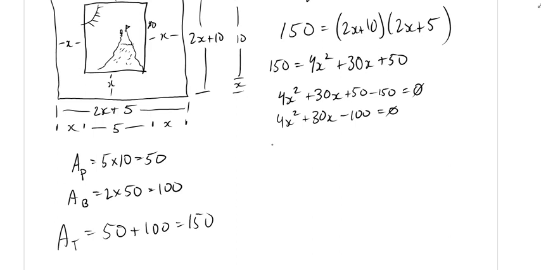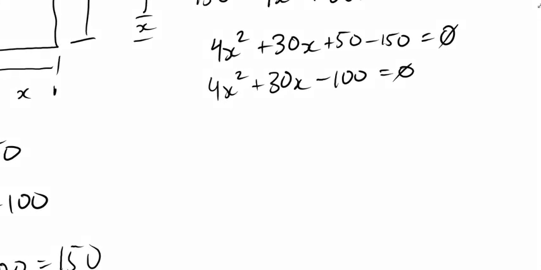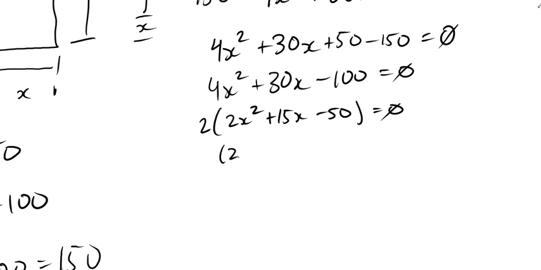You get that? 40x squared plus 30x minus 100 equals 0. Good. Should have got that. Now factor it. What do we always do? Common factor out a 2. You can't take out the whole 4, but you can get out a 2.